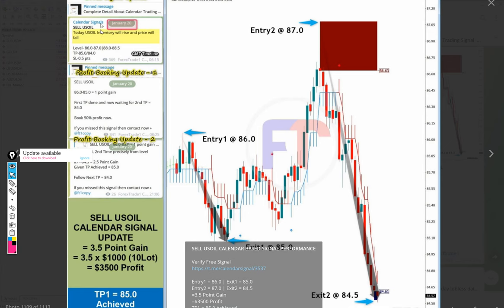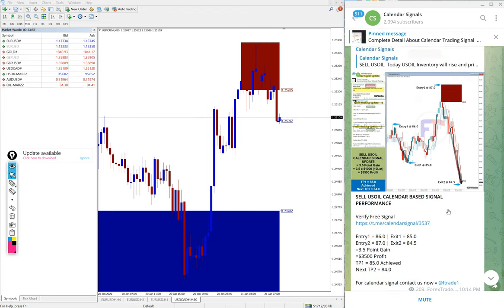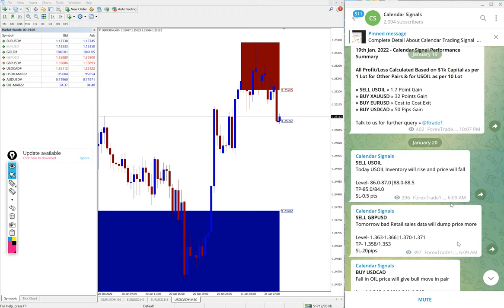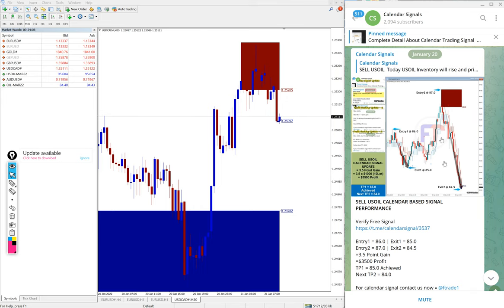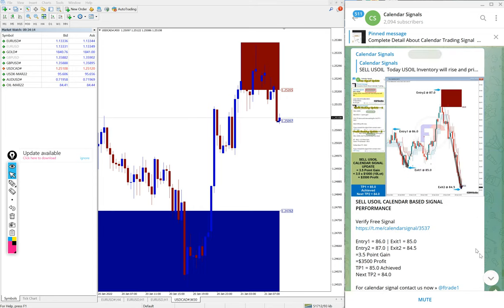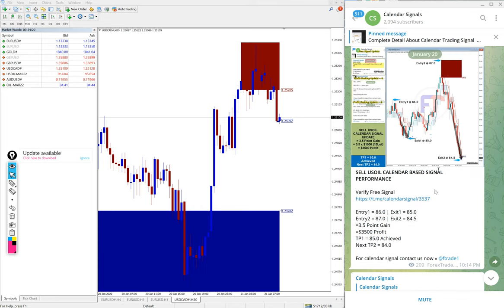And if you see here, oil precisely performed twice and a total profit of 3.5 points was made on US oil. And here are the details, where is entry 1 and entry 2, how much profit made. So we gave the detail as well. If you click here, the interlinked message in this part, it will go to the source message. January 20 we gave this signal, and then this is the performance of that given signal. This signal was given at 6:09 a.m. GMT, and now it's 10:14 p.m. and we posted the report of this performance.